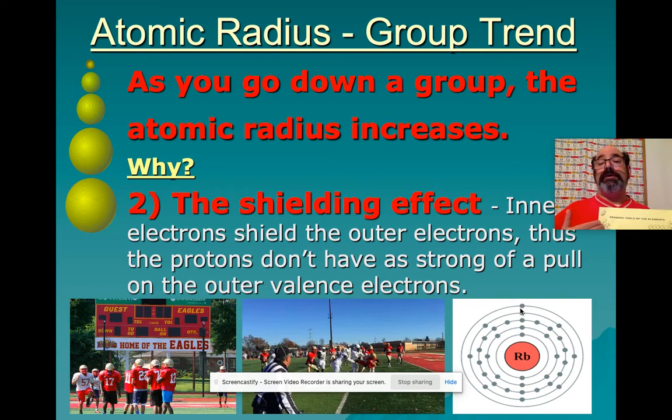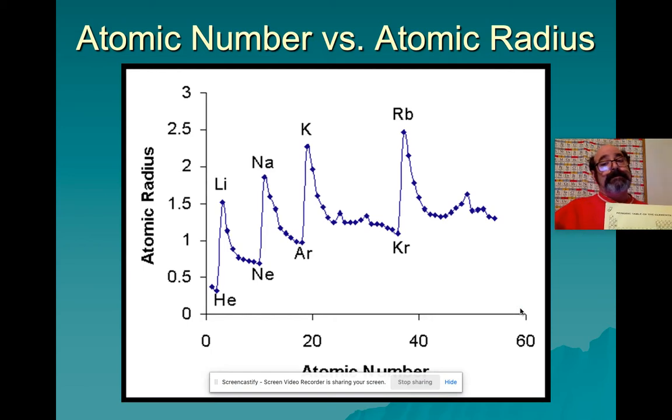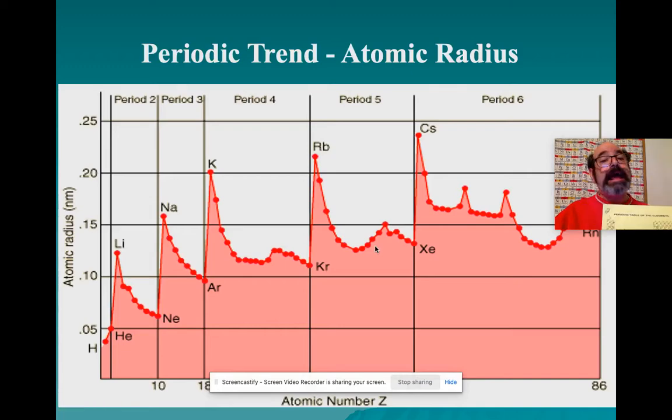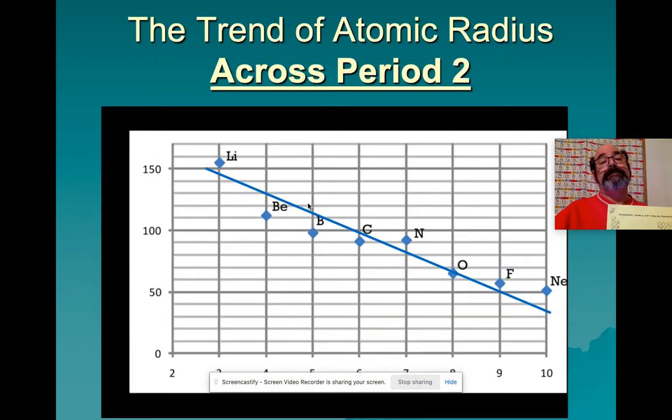Now, going across, not so obvious. Okay, that's shells and shielding. First group, look at that. Goes up. Noble gases, goes up. Trend, yes. But let's break it down some more. Going across, it goes down.